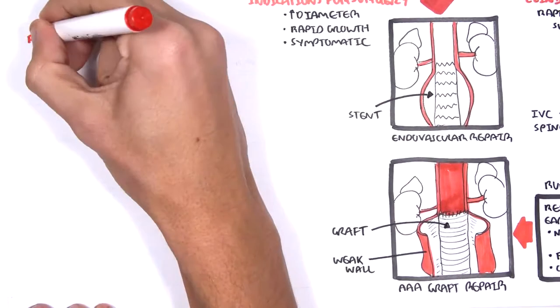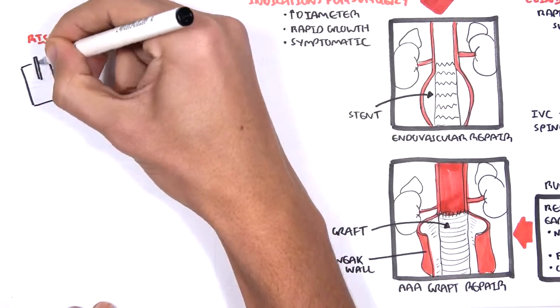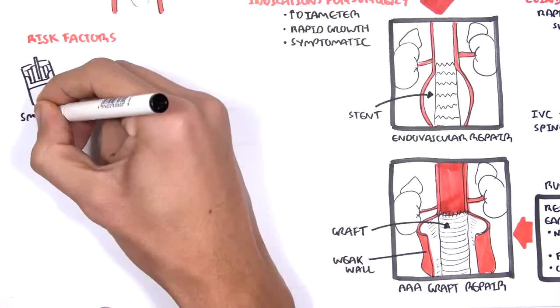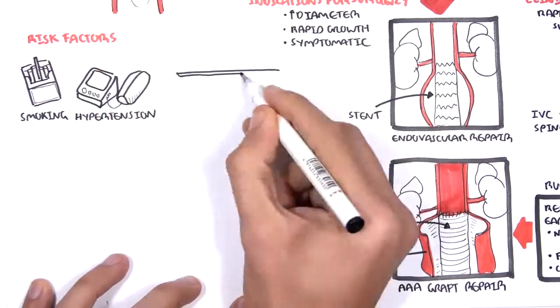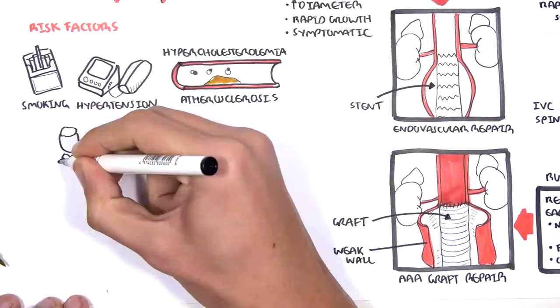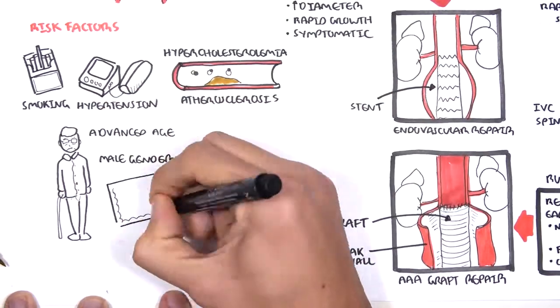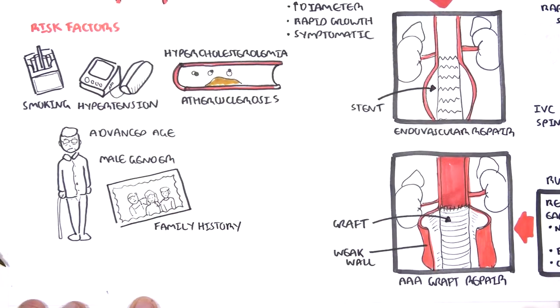The risk factors for developing a AAA are those same risk factors for cardiovascular disease and include smoking, hypertension, hypercholesterolemia, atherosclerosis, advanced age, male gender, and having a family history.